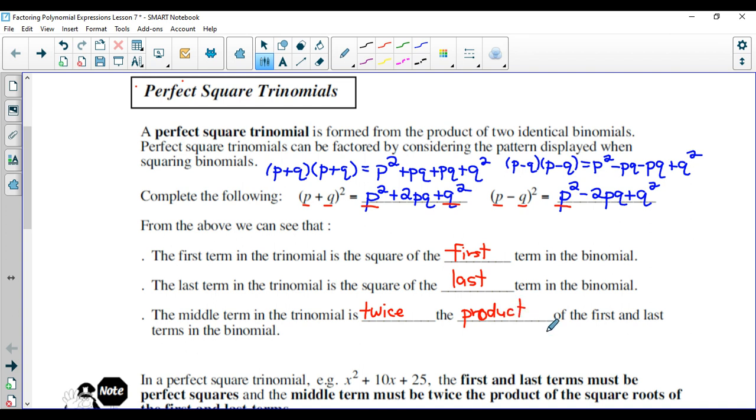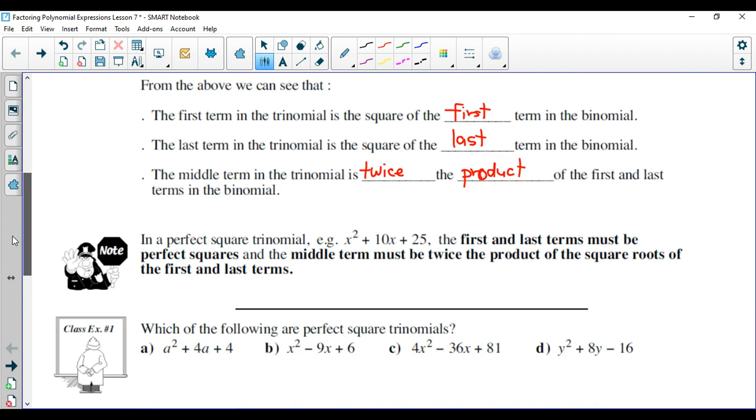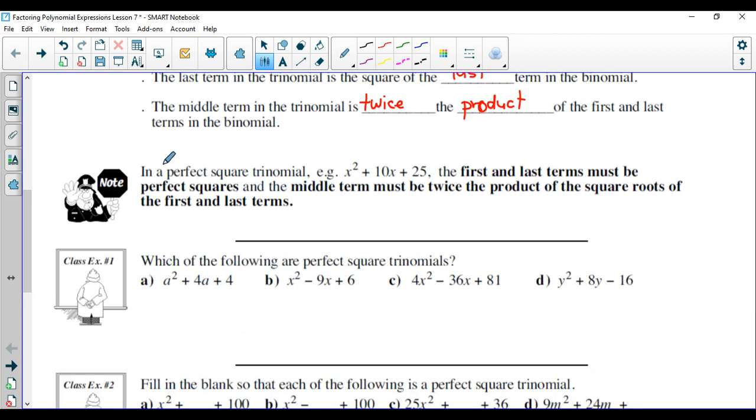Okay, so twice the product of the first and last terms in the binomial. So that'd be p times q times 2. Okay, so it says here in a perfect square trinomial, and the example we're going to use here is x squared plus 10x plus 25, it says the first and last terms must be perfect squares.